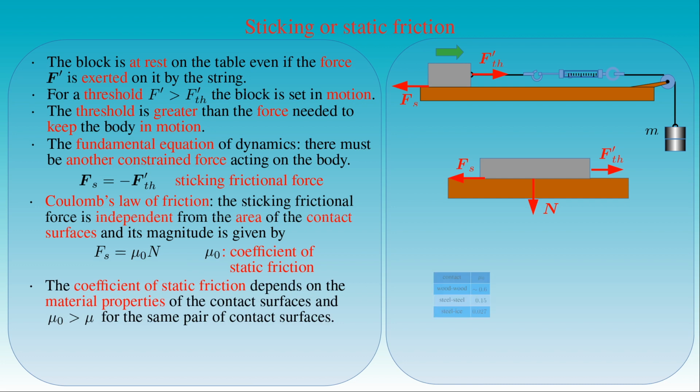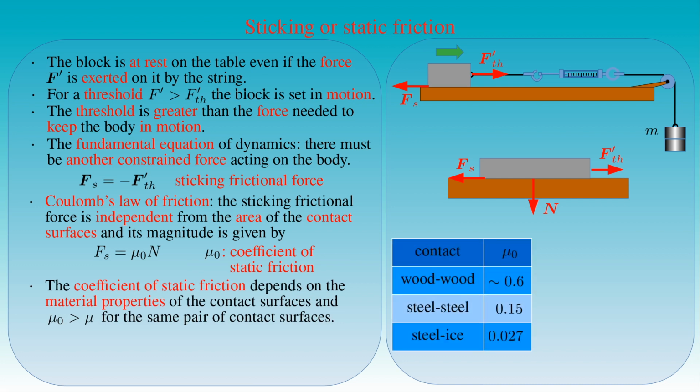The table displays the coefficient of static friction for the same pairs of materials for which the coefficient of sliding friction was already shown. We can see that the coefficient mu0 is equal to 0.6 between bodies made of wood. This value is 0.15 between steel surfaces, and 0.027 between ice and steel.